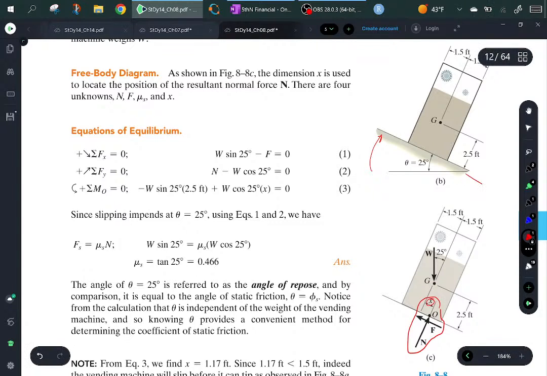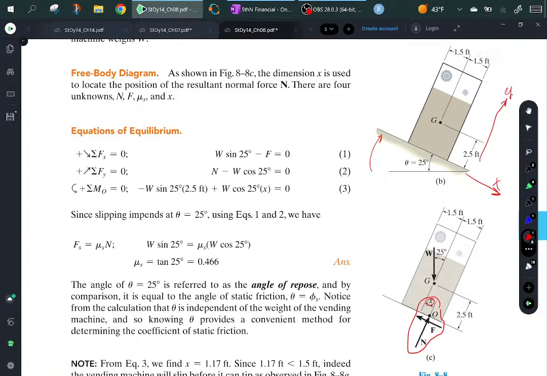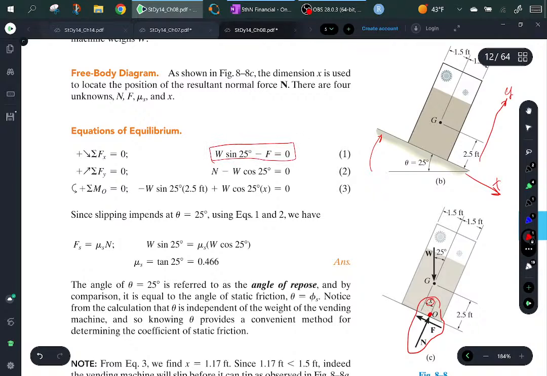Now what he's done is he's called this the X, he's called this the Y, and he's summed the moment about this point right here. And so first thing he does is go through here, the weight.